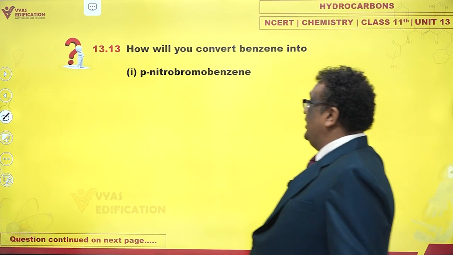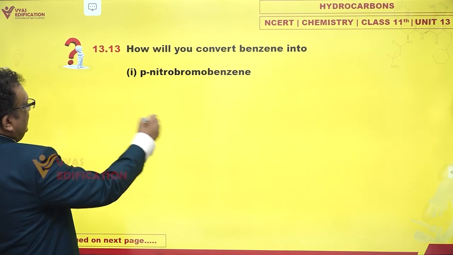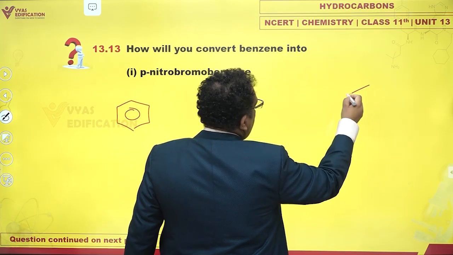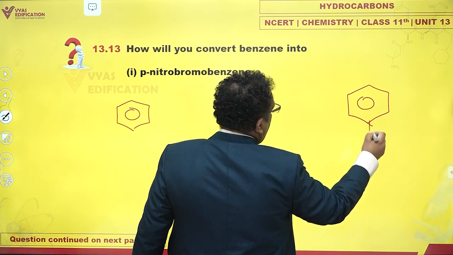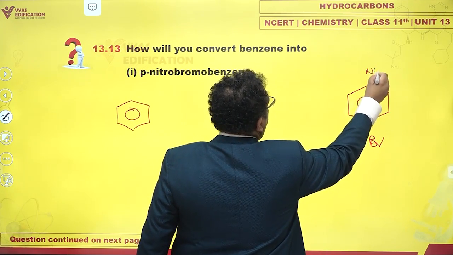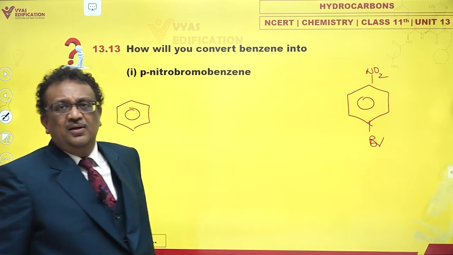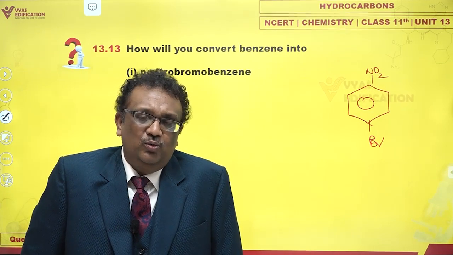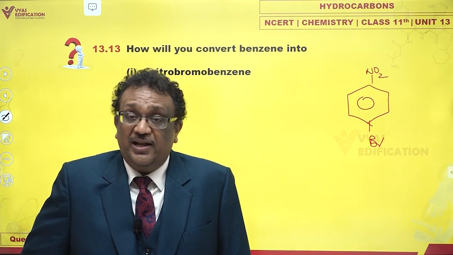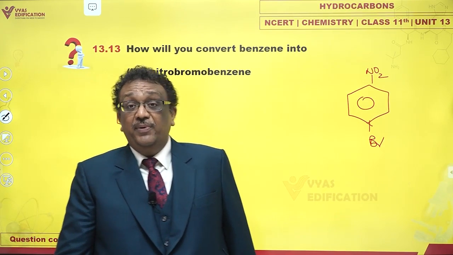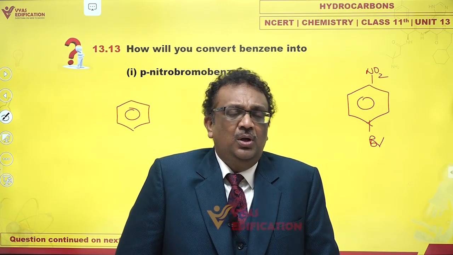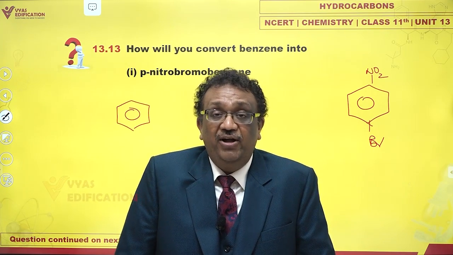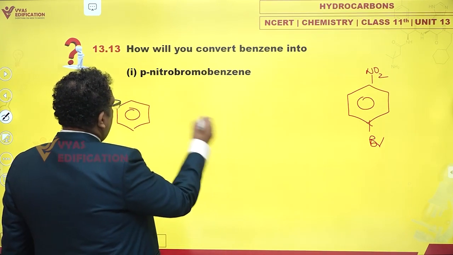How will you convert benzene into para-nitrobromobenzene? Well, I have benzene and I wish to convert this into para-bromonitrobenzene. So there are two substituents, bromo and nitro. How should I do this? If I do nitration first and attach the nitro group, please remember, number one, the benzene ring gets deactivated, and number two, the nitro group is a meta-directing group. So no, I can't nitrate first, I must brominate first.